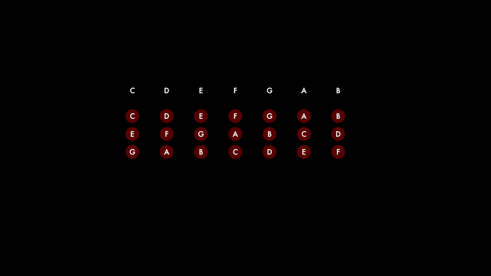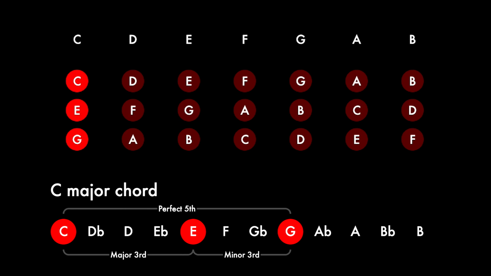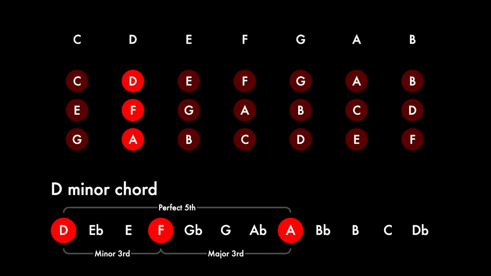Let's continue. Next, we get E, G, B, F, A, C, G, B, D, A, C, E, and B, D, F. So let's look at the chords we've created and figure out what they are. First, we have C, E, G. As we saw earlier in the video, this is a C major chord, consisting of a root, major third, and a fifth. Let's look at the next chord, D, F, A. If we look at the intervals, we see that we have a root, that's D, minor third, F, and perfect fifth, A. That's the formula for minor chords, so this is a D minor chord.